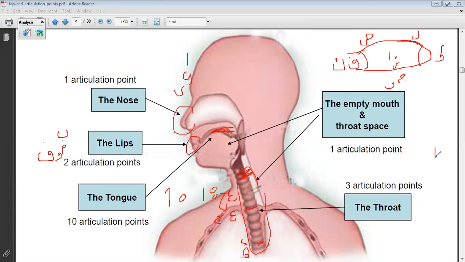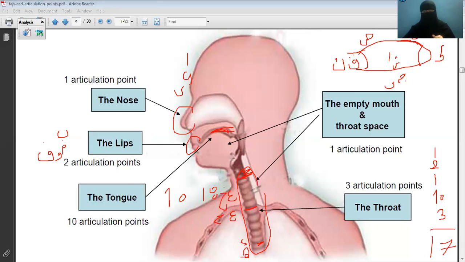We can count them together. 1 from the nose, 2 from the 2 lips, 1 from the jaw, 10 from the tongue, and 3 articulation points in the throat. We can count them: 1 plus 2, 3, 3 plus 1, 4, 4 plus 10, 14 plus 3, 17 articulation points. Okay, inshallah, today we will take adjectives of letters.